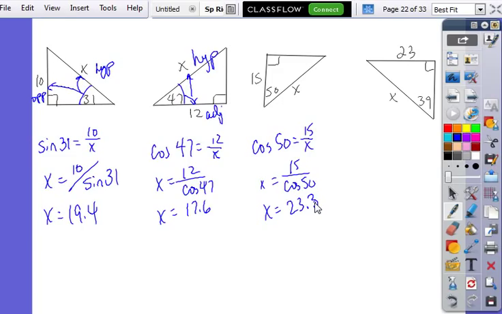Last one over here, sine of 39 equals 23 over x. X is on the bottom, so I'm dividing. X equals 36.5.